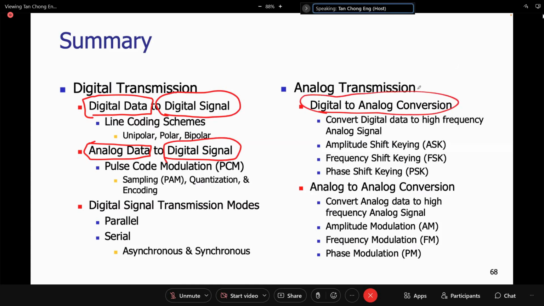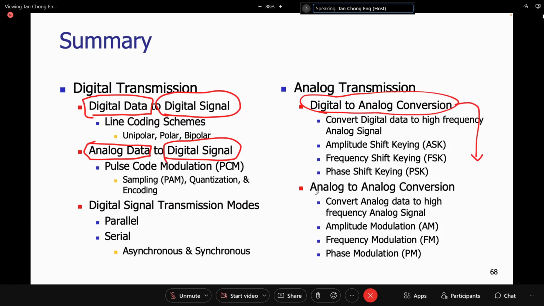Okay? So that you can actually produce the signal that can actually travel in the network. So there's actually a process of digital data and analog data converting to digital signal. Then from digital signal, convert to analog signal again, which is of higher frequency. So now you can see the different techniques.